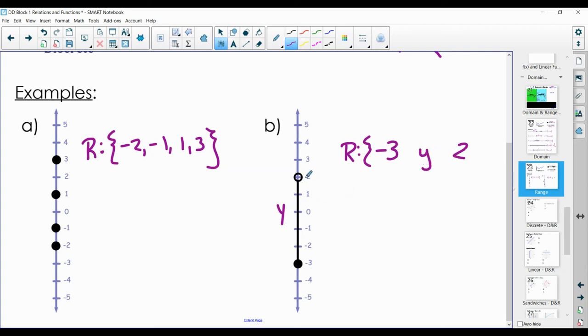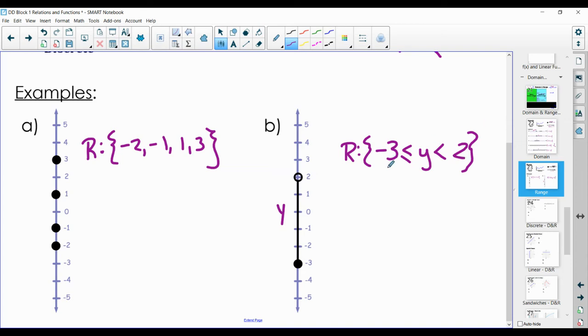Now for the 2, it's an open circle, and all of my y values are smaller than 2, so less than 2. And -3 is filled in, and -3 is smaller than the y, or the y is bigger than, so we're going to have y is greater than or equal to -3 and less than 2.